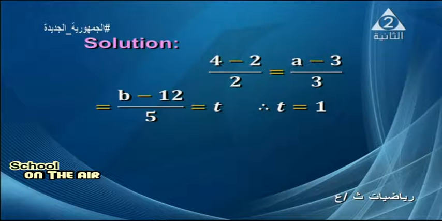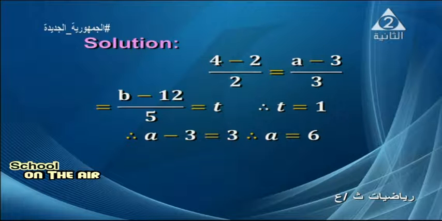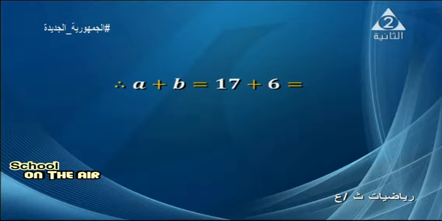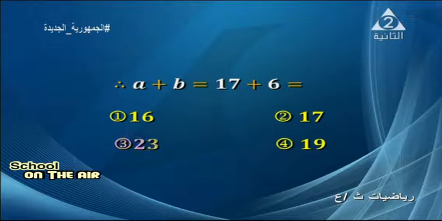Look at the first fraction: (4 minus 2) over 2 equals 1. Then t equals 1. Taking (a minus 3) over 3 equals 1, then a minus 3 equals 3, therefore a equals 6. By the same method, b minus 12 equals 5, so b equals 17. What is a plus b? 6 plus 17 equals 23. Then the correct answer is 23.